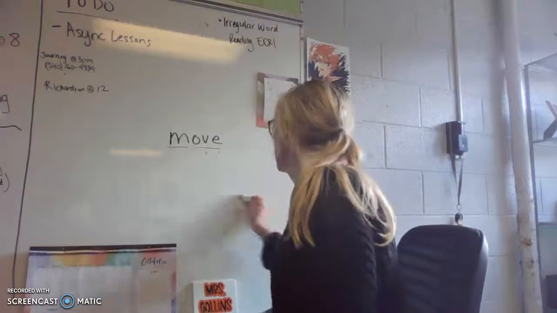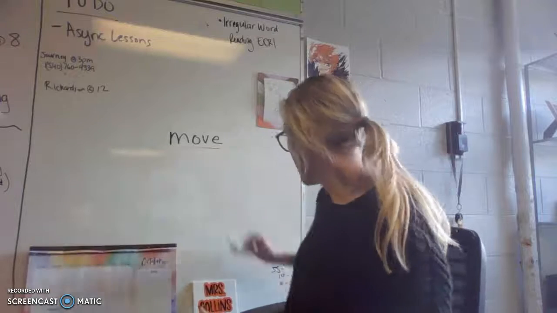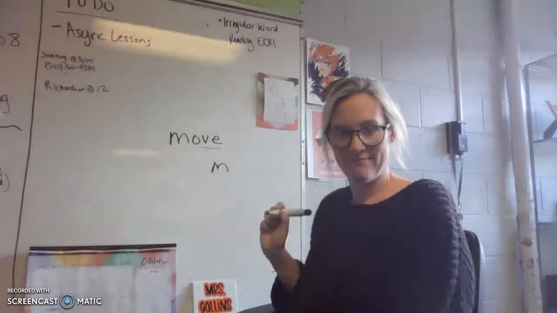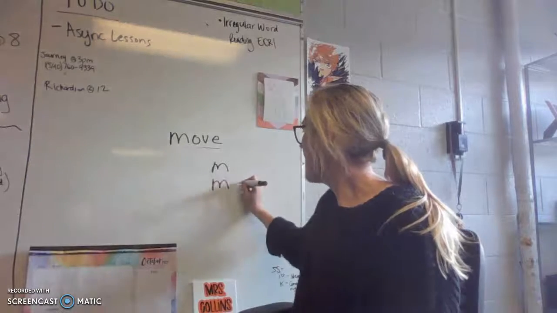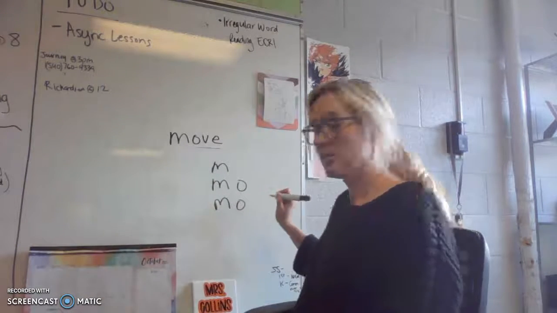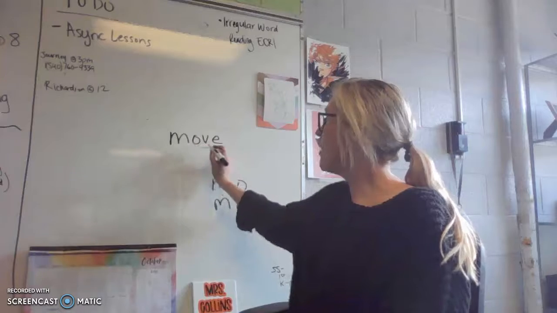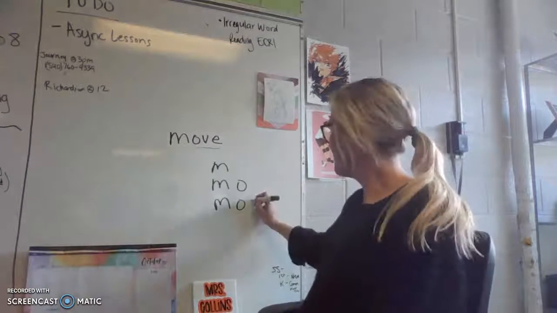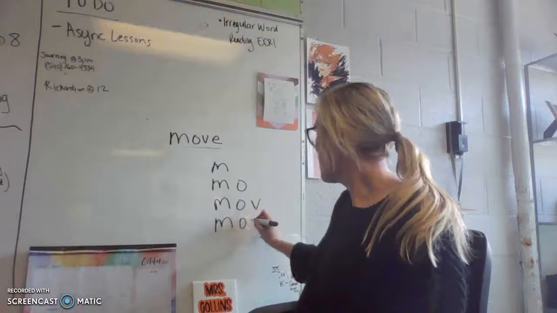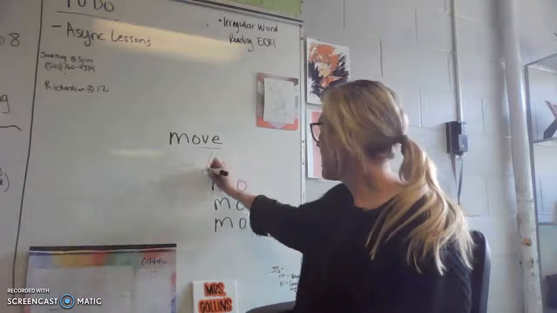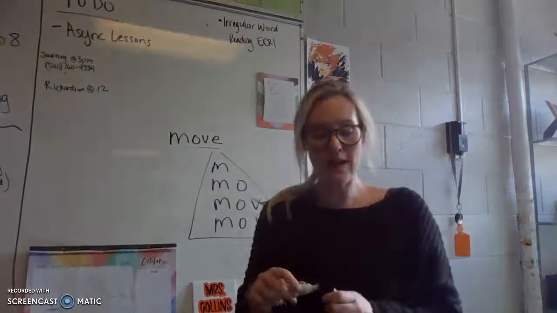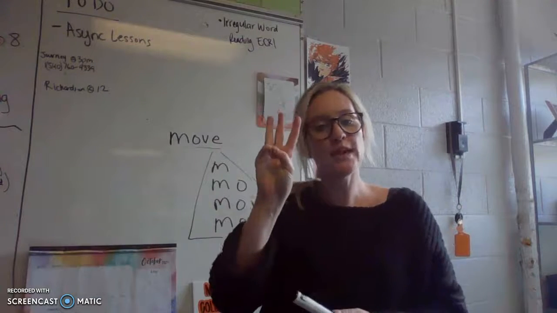1 time. Let's go through it one more time for move. I start with the first letter, M. Then add my second letter, M-O. What's my third letter? M-O-V. Good job. And finally, my 4th letter is E. M-O-V-E. And then I draw my pyramid. Nice work. So for pyramid writing, you're going to write it 3 times.